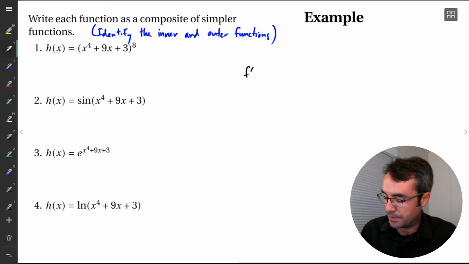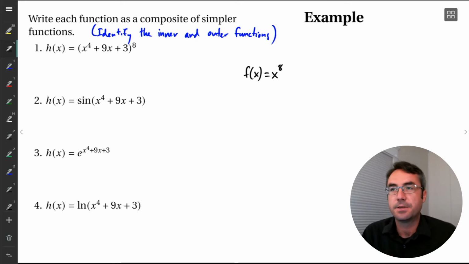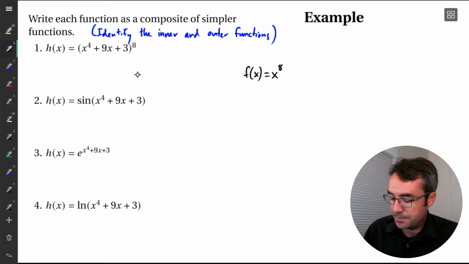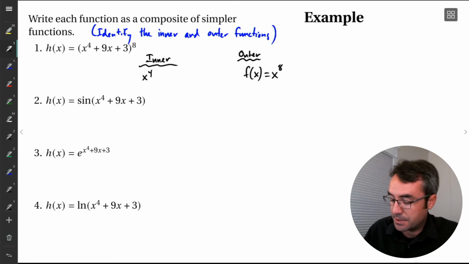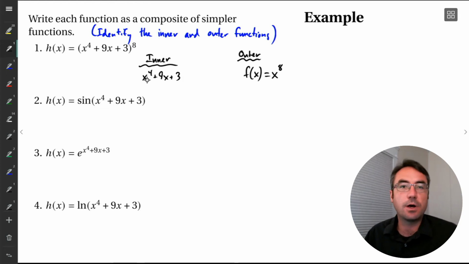Let's see where we want to write this. So f of x is going to be x raised to the power 8. And our inner function is going to be everything inside the parentheses. So it's going to be that x to the 4th plus 9x plus 3. And we'll call this u of x.